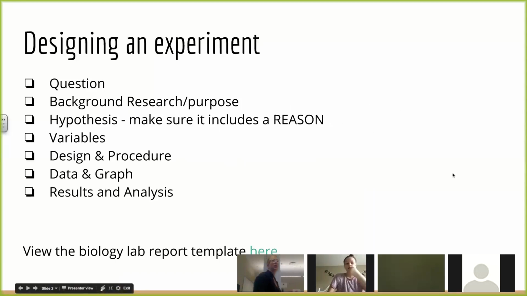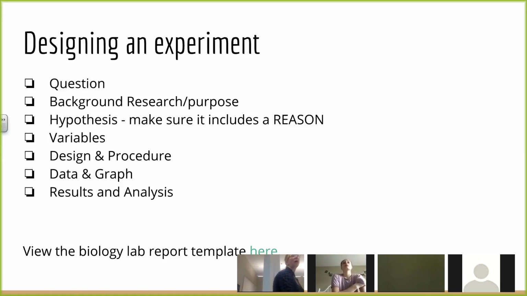So when we're designing an experiment, right, we need a question. Sometimes we need background research or a purpose. We need a hypothesis, right, a super important component with a reason, not just, I think my plant will grow. Really, we want to know why. We need variables, we need a design and a procedure, we need data and a graph, and then we need results and an analysis. So today I'm going to be helping you guys from your question that you pick.